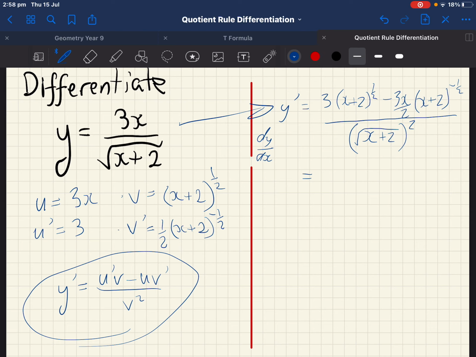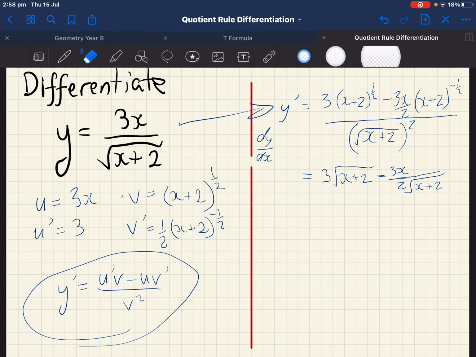All right, so having these powers of a half, I'm just going to convert them back into square roots because that's definitely going to look nicer. So we have 3 lots of the square root of x plus 2 minus, here we have 3x over 2. Well, this x plus 2 to the minus a half, the negative means that this thing actually exists down the bottom, and the half means it's square rooted.